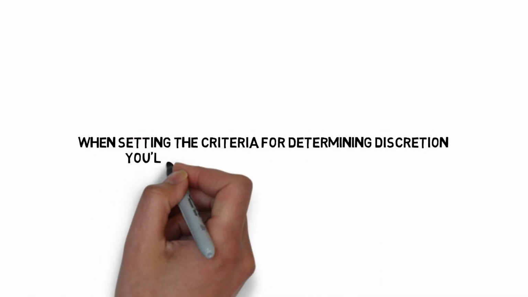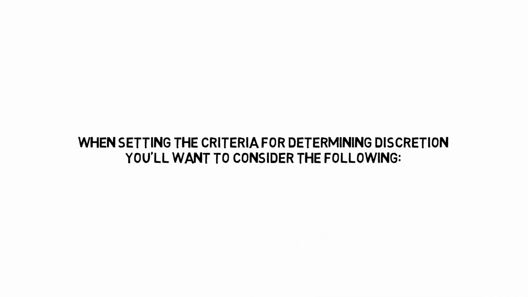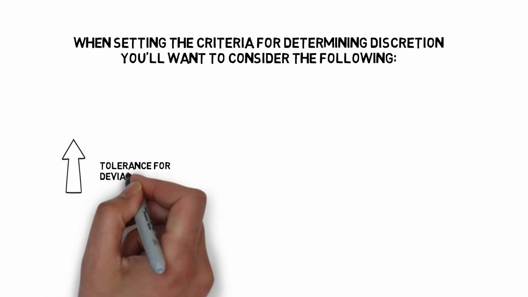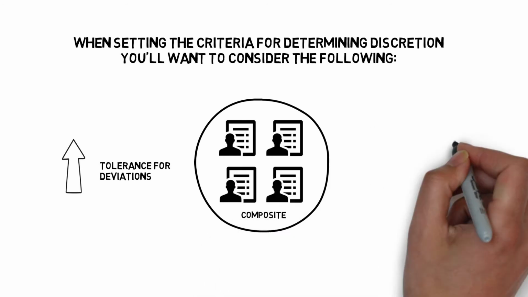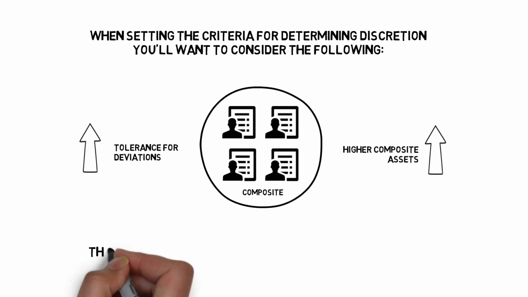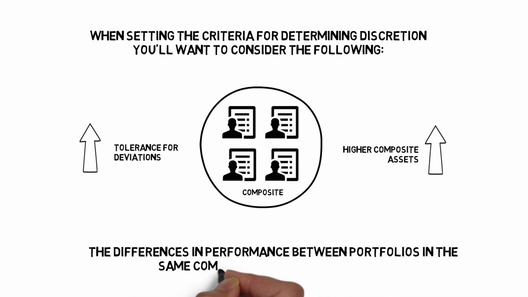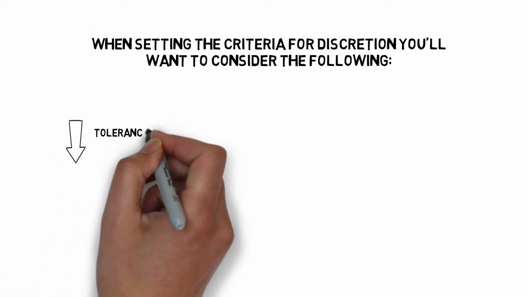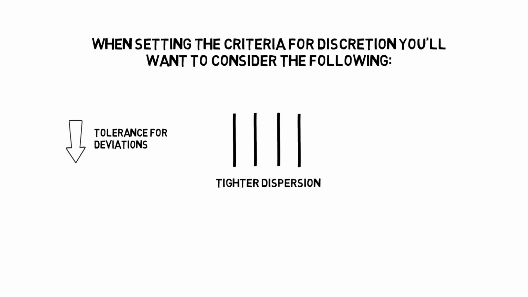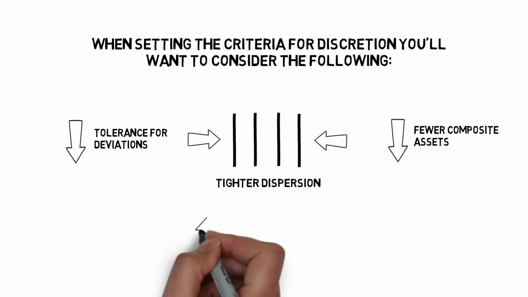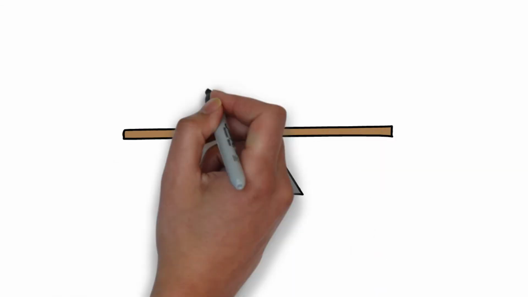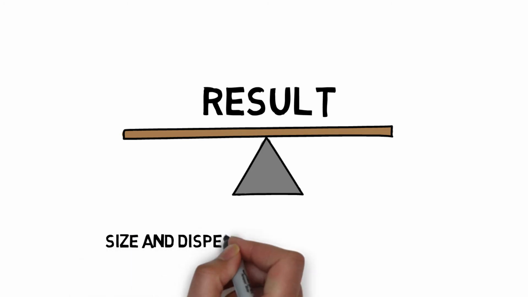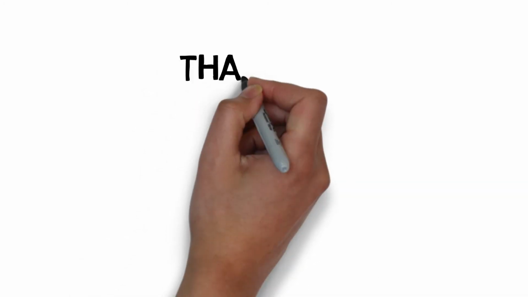When setting the criteria for determining discretion, you'll want to consider the following. First, a greater tolerance for deviations from the strategy's holdings or allocation will result in more accounts in the composite and a higher disclosed composite size. But dispersion, the differences in performance between portfolios in the same composite, will also be higher. Secondly, a lower tolerance for deviation results in tighter dispersion, but composite assets will be smaller and your firm's number of non-discretionary accounts will be larger. Your firm should find a balance that results in composite performance that meaningfully reflects the size and dispersion of your strategy.